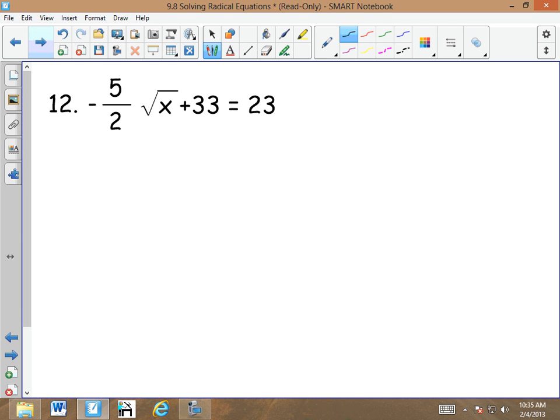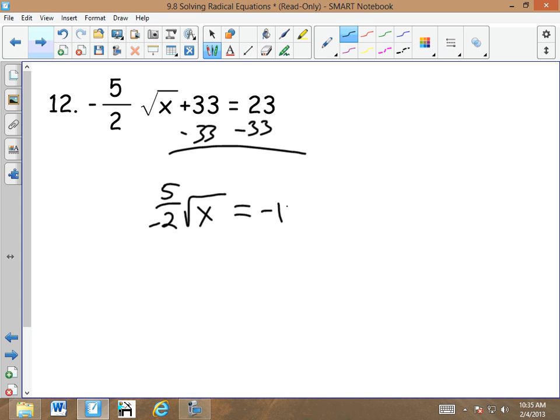What do I get rid of first in number 12? The 33, yes. I have to subtract 33 first. So this is negative 5 over 2 times the square root of x equals, this is going to be negative 10, right? Okay, have I gotten rid of everything outside my radical? No, not yet. What do I do next?